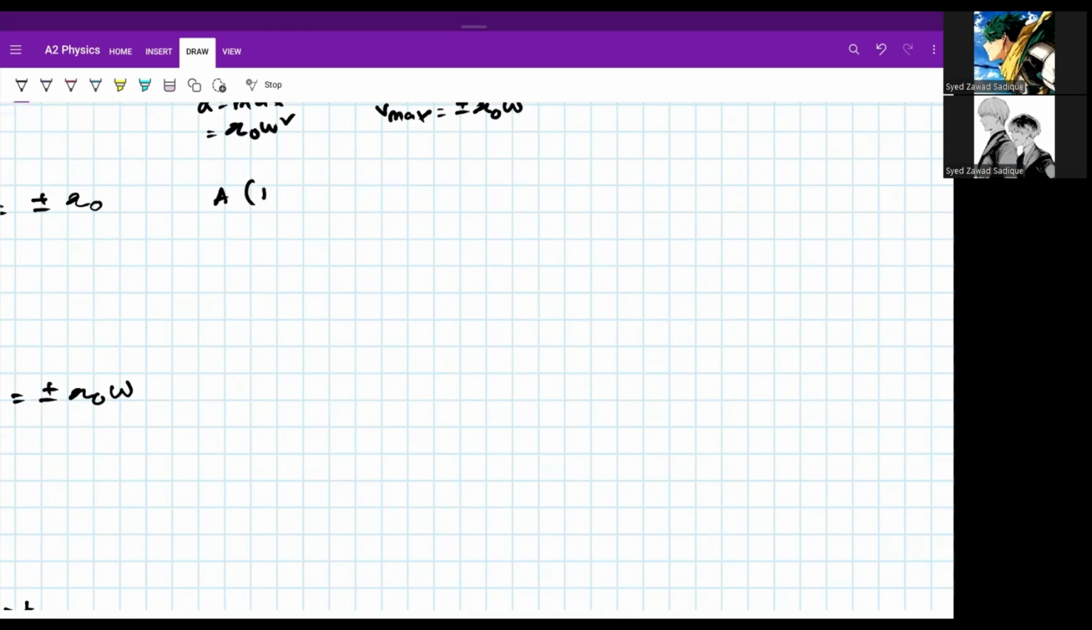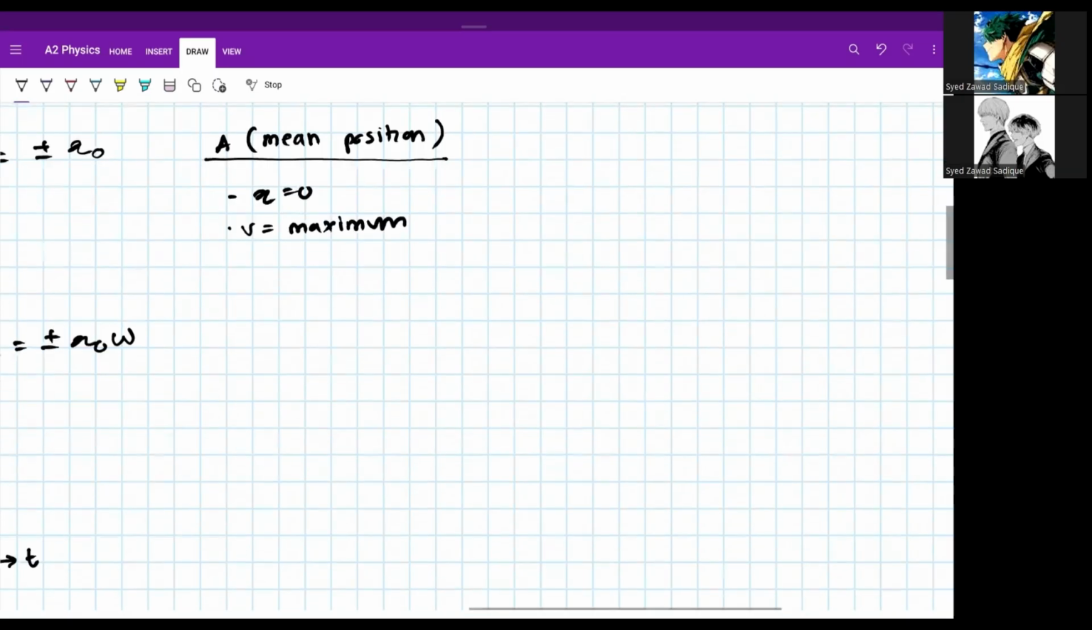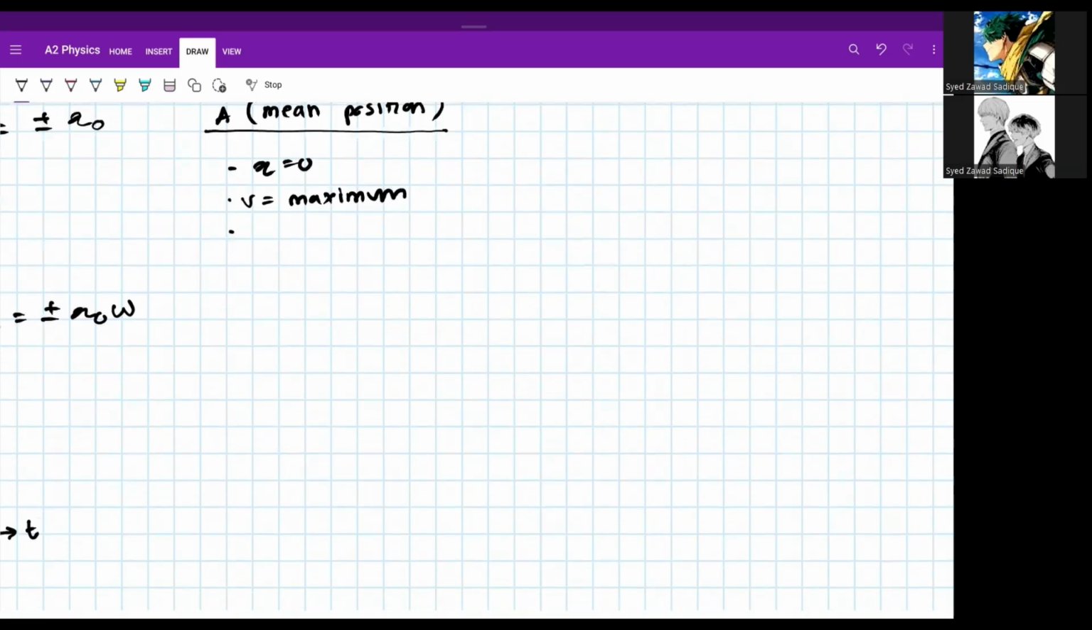For position A, which is the mean position, or the starting position or reference point, whatever you like to call it, our baseline: x is equals to 0, v is equals to maximum. v max is equals to plus minus x naught omega. Now, as a is proportional to x, therefore, if x equals 0, a is equals to 0.